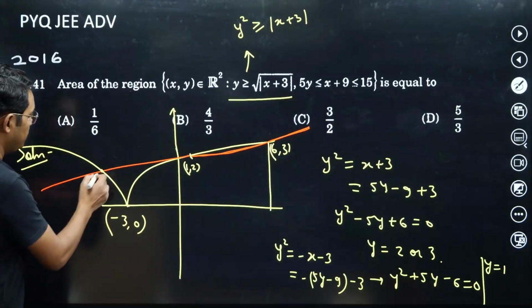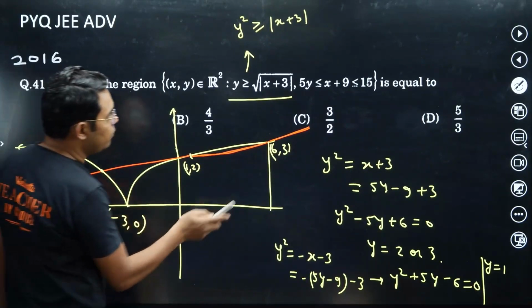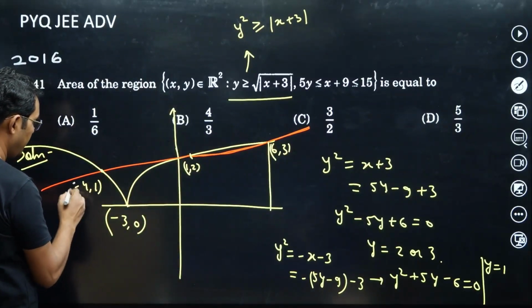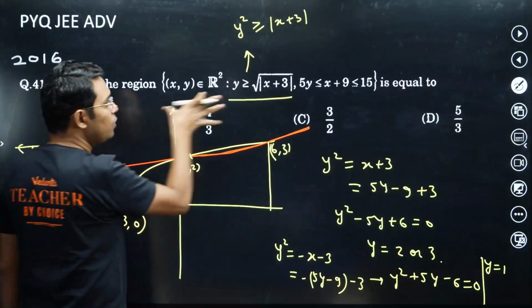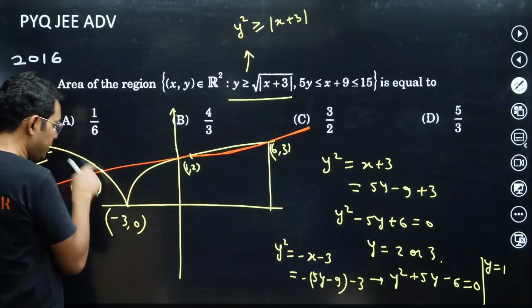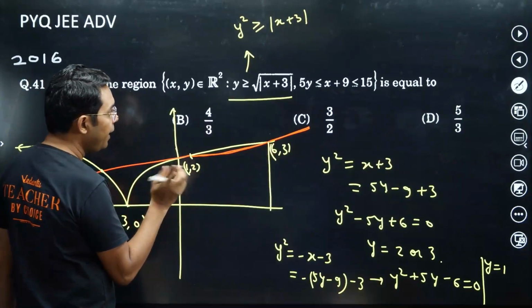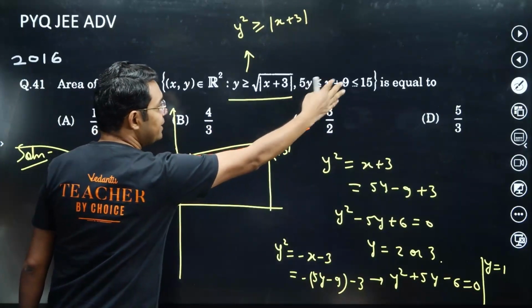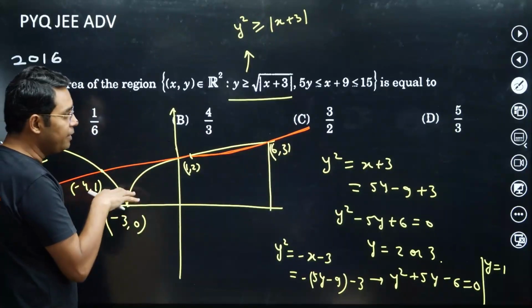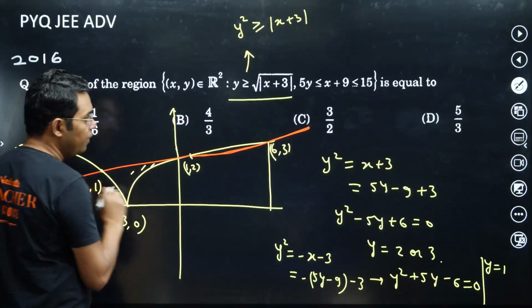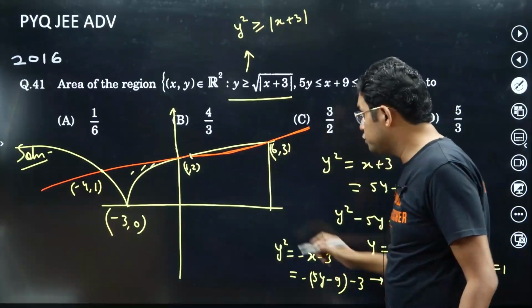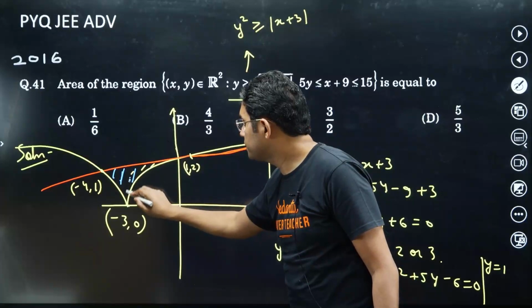Okay, so this point is y is equal to 1, and if you put y is equal to 1 here, the value of x would be minus 4. Minus 4 comma 1 is what we are getting here. Now, if we look at the complete thing, my required area would be above these two branches of the parabola, and this y should be less than x plus 9 by 5. So this portion should be below this line. That means this is the area which we should be looking for.